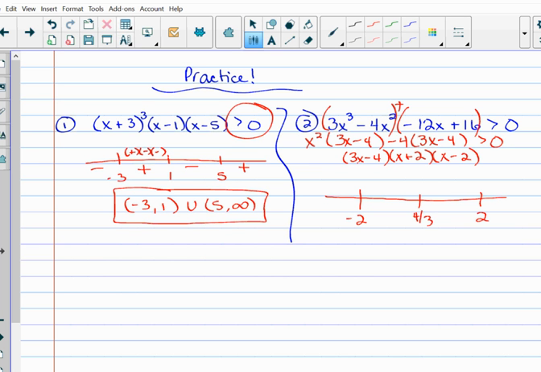Okay, that's lovely. All right, I'm going to plug a 0 in. I get a negative, a positive, and a negative. Overall, what is that region that I just tested? Positive. Do I have any multiplicity to worry about? No. So my answer is parentheses, -2 to 4/3, union 2 to infinity. Okay?